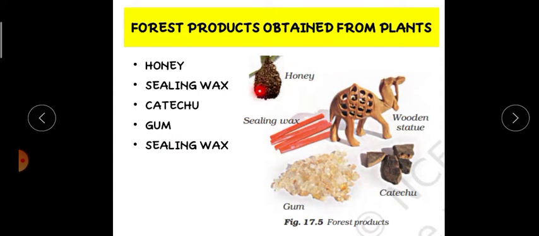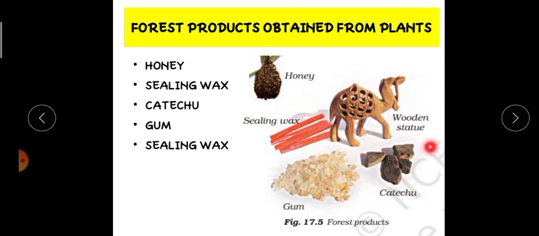Now this is the picture. You can see different types of forest products which you can find from the forest plants. Number 1 is honey. Next is sealing wax. This is a kind of wax which you can use to fix things. Also we can find wood or timber from the forest, from which you can prepare a wooden statue.